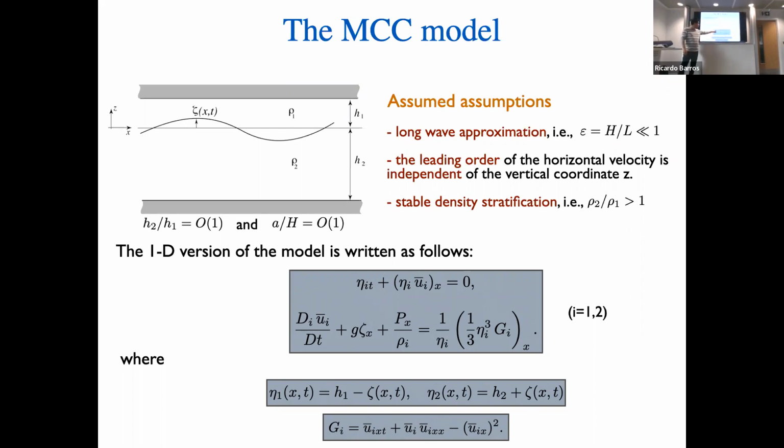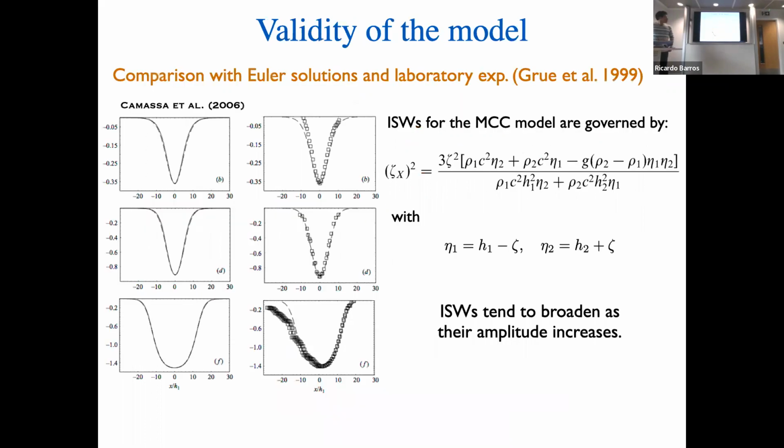What you have here is the thickness of each layer, h_i, and the ū_i are the depth-averaged horizontal velocities. Basically, all the dispersive terms are accounted for in the right-hand side by the introduction of these G_i. If you drop that right-hand side and set it to 0, this is what we call the shallow water equations, which are hyperbolic, as some of you know.